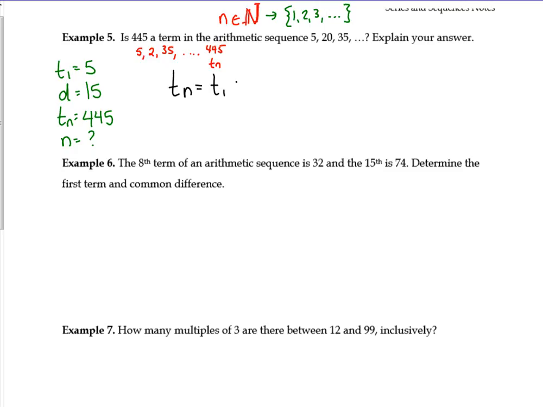Here's our formula. It doesn't change. Okay, so last term, 445. First term, 5.